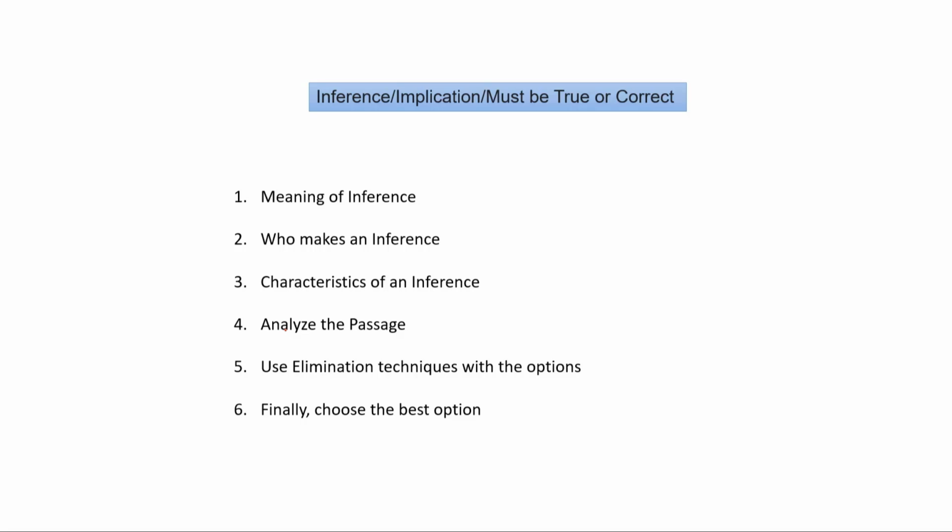I divide the inference topic into six subtopics. One, the meaning of an inference. Two, who makes an inference. Three, characteristics of an inference. Four, analysis of the passage, or analyze the passage. Five, elimination techniques, meaning how to eliminate some of the options. And finally, how to choose the best option. Now let me explain these topics one by one.